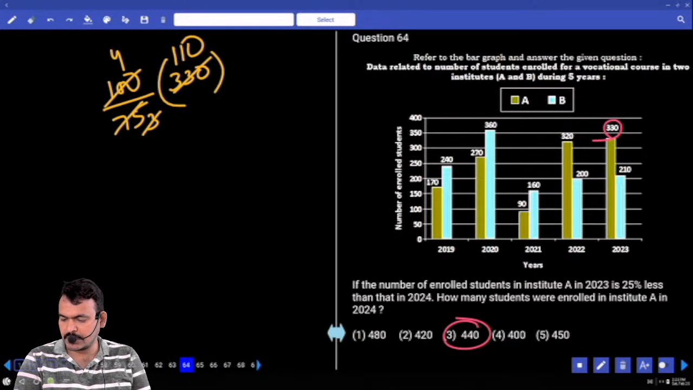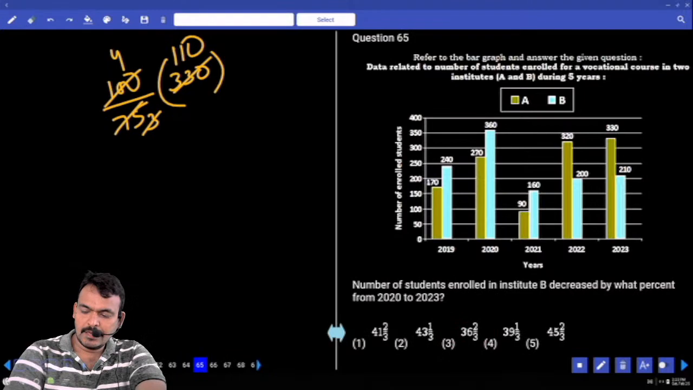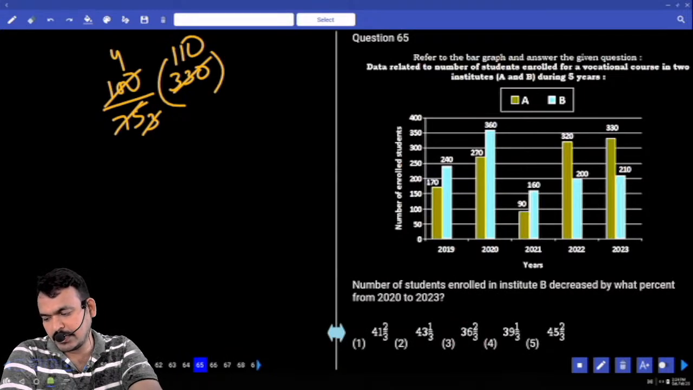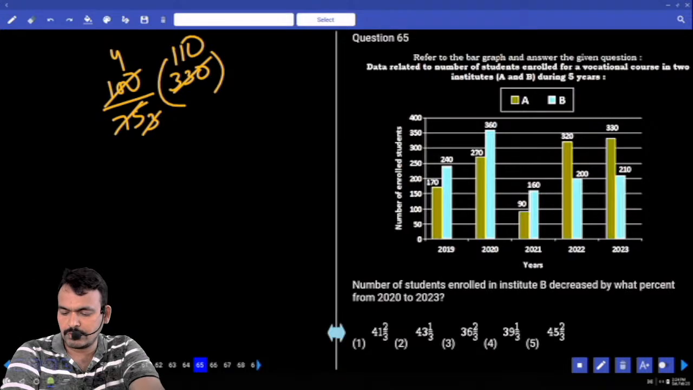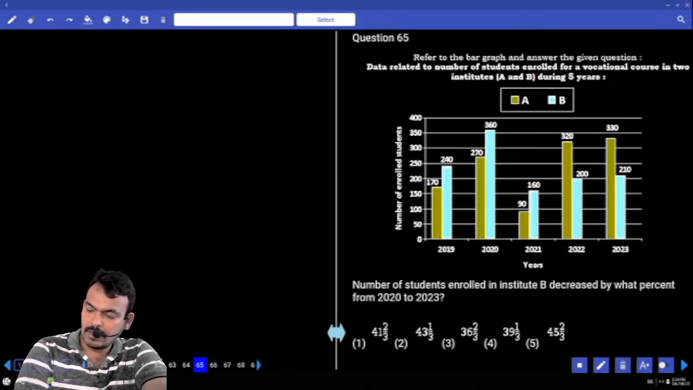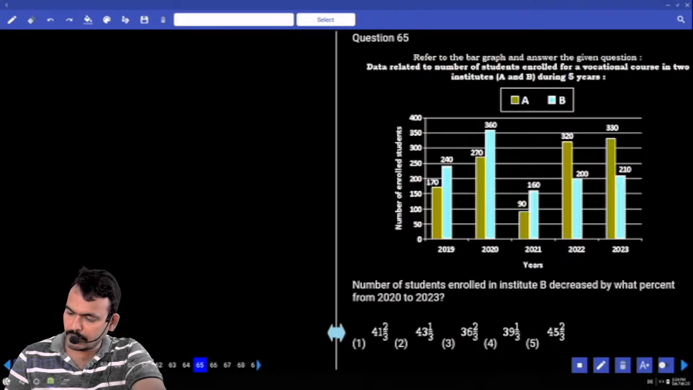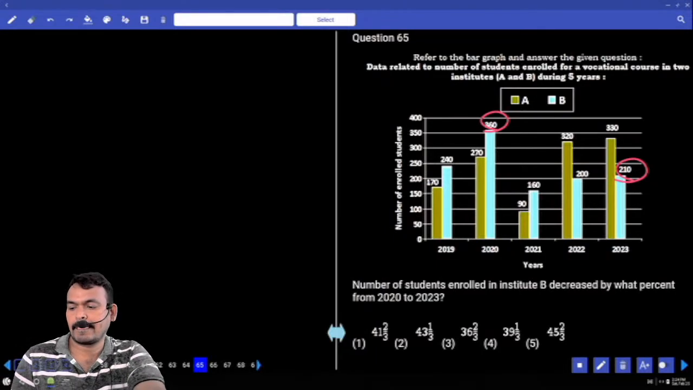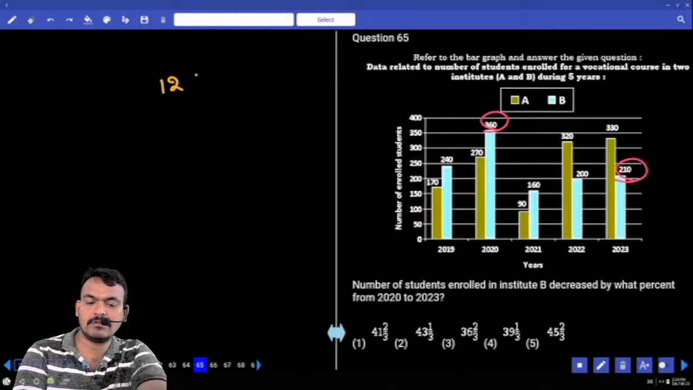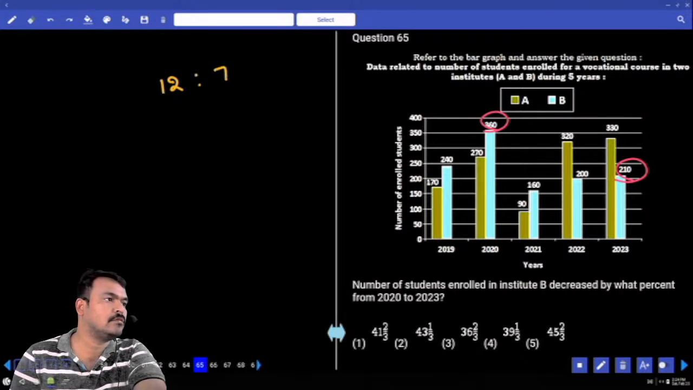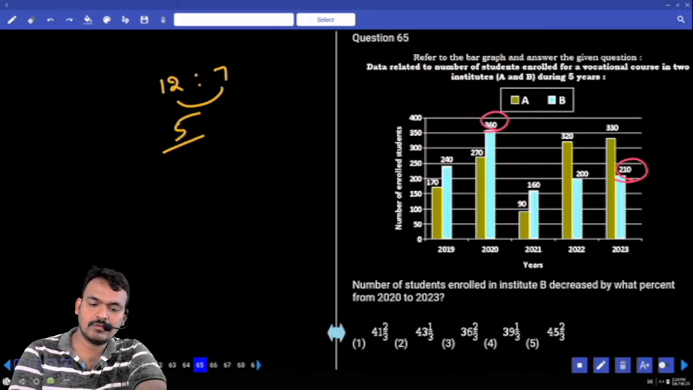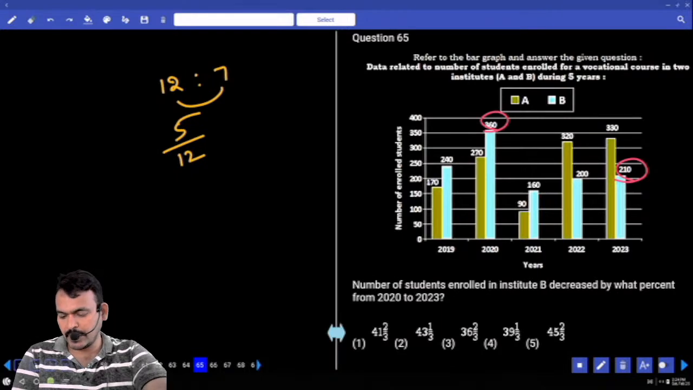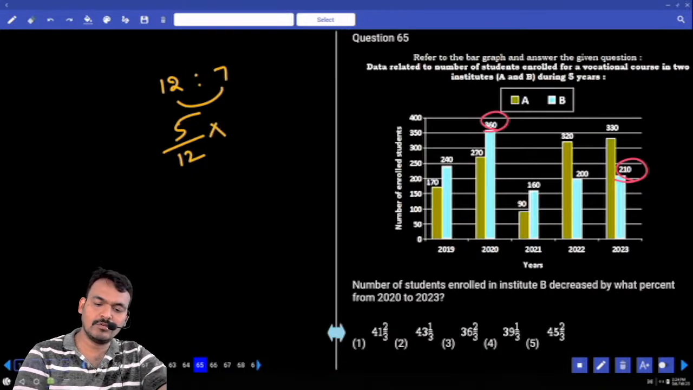Next question number 65. The number of students enrolled in Institute B decreased by what percent from 2020 to 2023? Here B in 2020, how much? 360. 2023, 210. What is the ratio? 12:7. How many parts are decreased? 5 parts. 5 upon 12. 5 by 12 into 100.